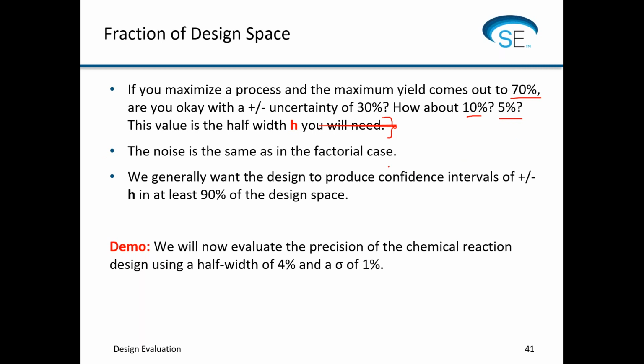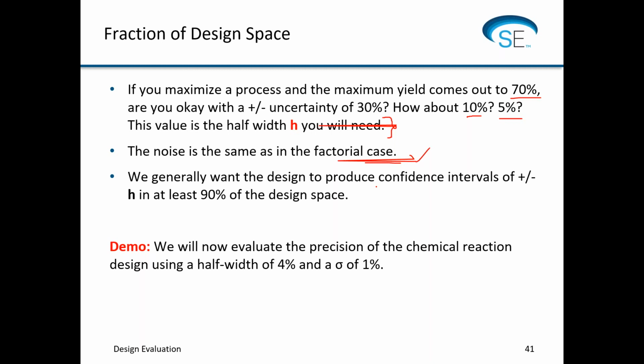The noise, the sigma, is exactly the same as it is in the factorial case. What we want is for the design to produce confidence intervals of plus or minus h, at least some percent of the time. Some people say 95%, some say 80%, some say 99%. I like to do roughly 90 to 95%. So we want to make sure we have our desired level of precision in at least 90% of the design space. We might not get it close to the edges where we don't have a ton of data, but we at least want the center of the design space to be capable of having as much precision as we'd like.